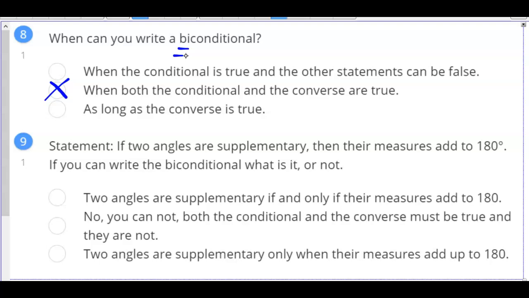Statement: if two angles are supplementary, then the measures add up to 180. If nothing else, you better remember that supplementary angles add up to 180. All right, can you write a biconditional, or not? Well, we can. We just talked about the converse being true. If you're lost on a converse, then you're also lost on a biconditional. I mean, it's a bummer. So have those notes nice and ordered and you'll be good.